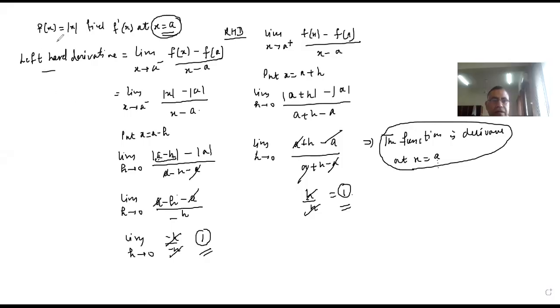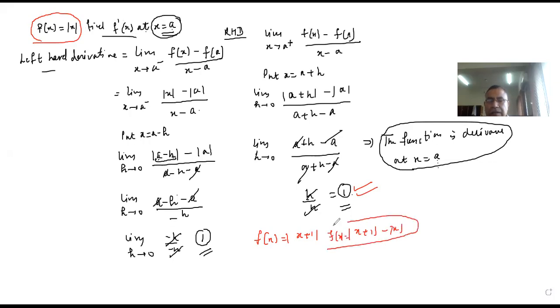Find the derivative of the function at x equal to 1 when f(x) is equal to mod x. Under those circumstances, the question will be solved as it is, but the answer will always be 1 for whatever be the value of a. You should remember it as a standard. We can change the value of f(x) to maybe mod of x plus 1, or mod of x plus 1 minus mod x, but the method to solve the question is the same.